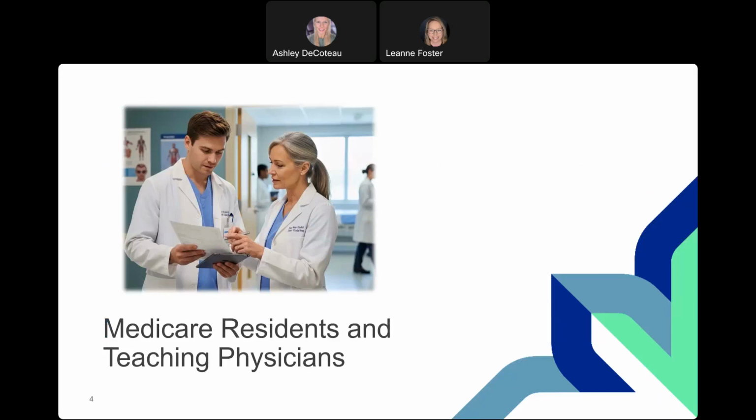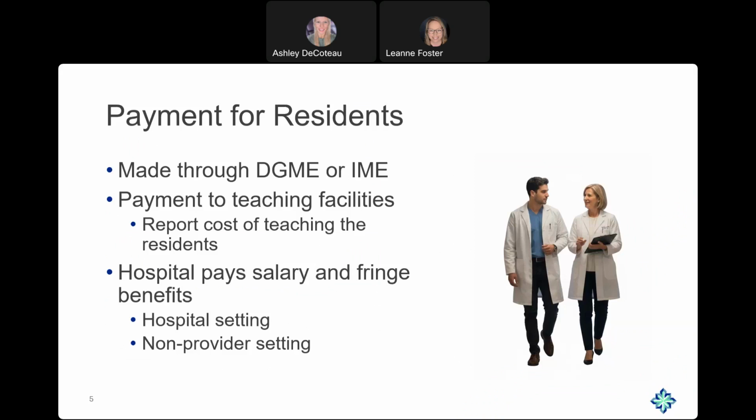So first, let's talk about evaluation and management services provided by residents and by teaching physicians. This slide gives information on payment for residents. Medicare does not make direct payment to residents other than when they are moonlighting, which I am going to talk about later in the presentation.